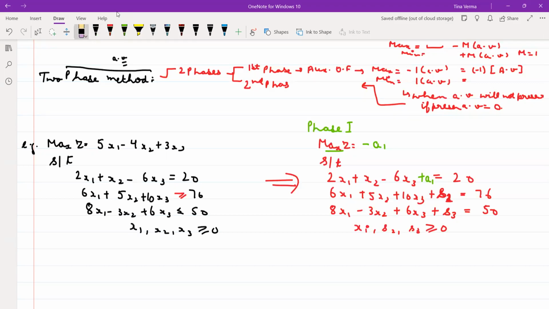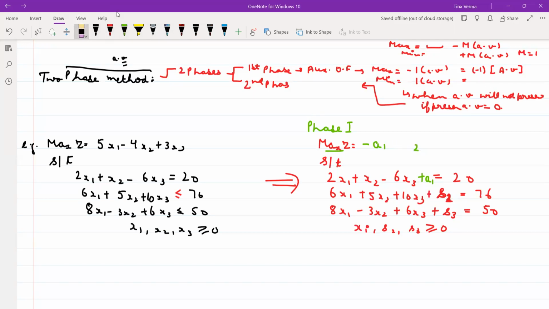Suppose this inequality was greater than instead of less than. What you have to do is minus S2 over here, and then you have to add one more artificial variable, in that case plus A2. In that case, your objective function becomes minus A1 minus A2 and so on. In a similar way, you can proceed. However many artificial variables you add, whether for a greater than inequality or for an equal to constraint, you have to add an artificial variable corresponding to that.